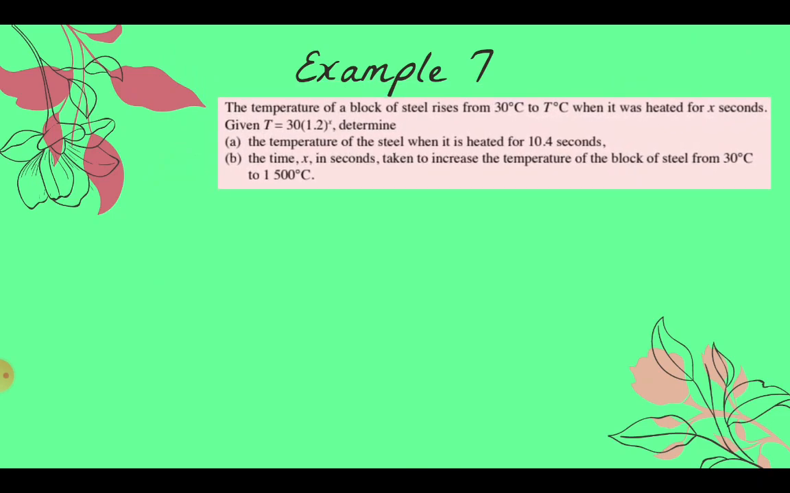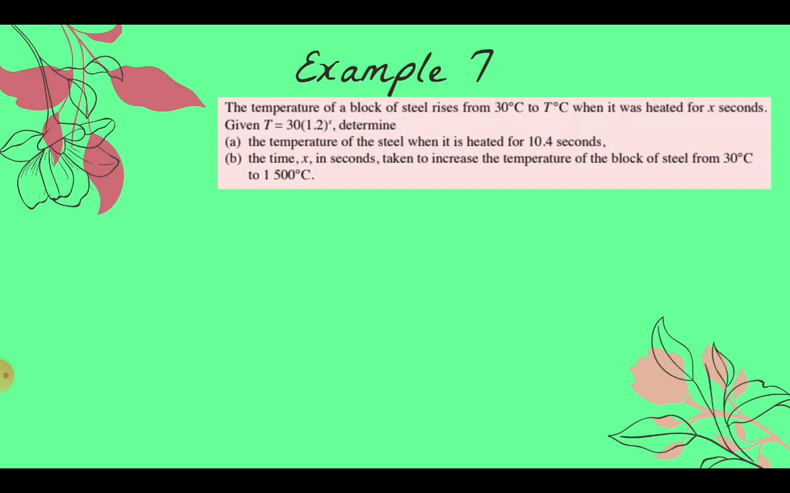Okay, next example, example 7. This example is from your textbook. The temperature of a block of steel rises from 30 degrees Celsius to T degrees Celsius when it was heated for X seconds. Given T is equal to the product of 30 times 1.2 to the power of X. Determine A, the temperature of the steel when it is heated for 10.4 seconds.